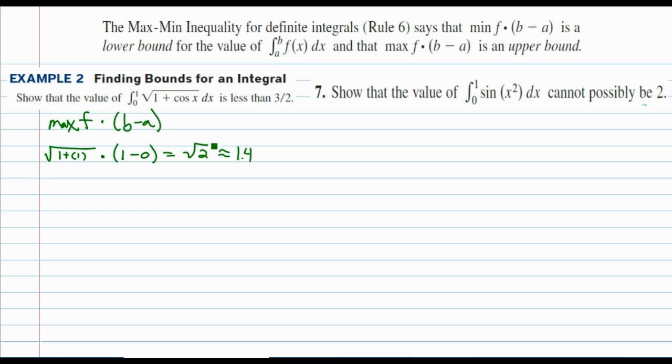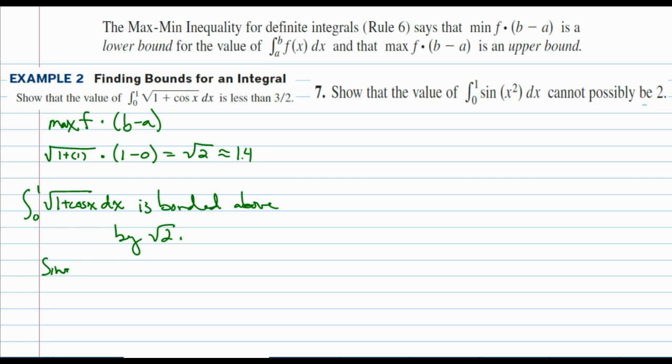So if square root 2 is the highest value the integral can take, the upper bound, and that's only 1.4, it definitely has to be less than 1.5, less than 3/2. So let's say first that the integral from 0 to 1 of the square root of 1 plus cosine of x dx is bounded above by square root 2. Then, since square root 2 is less than 3/2, the integral from 0 to 1 of the square root of 1 plus cosine of x dx has to be less than 3/2. The highest value it can be is 1.4, so definitely less than 1.5.